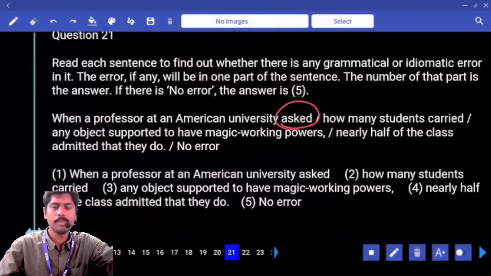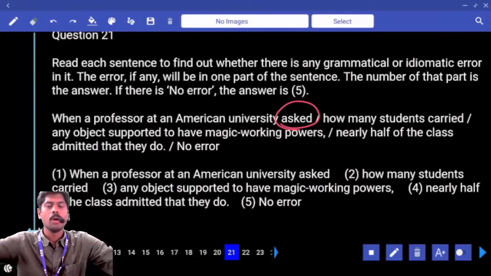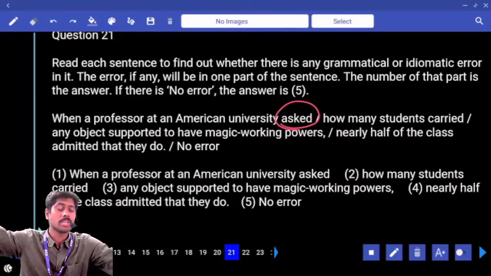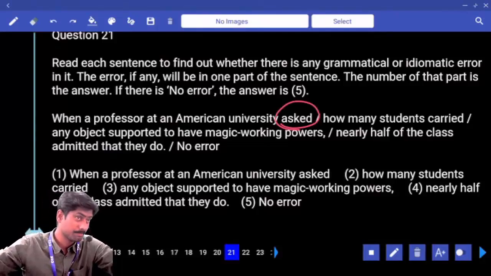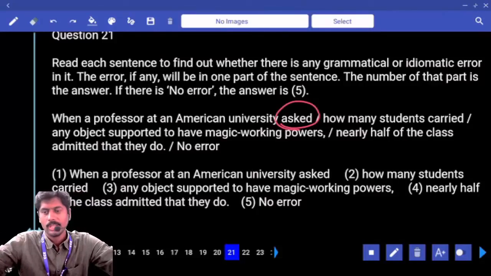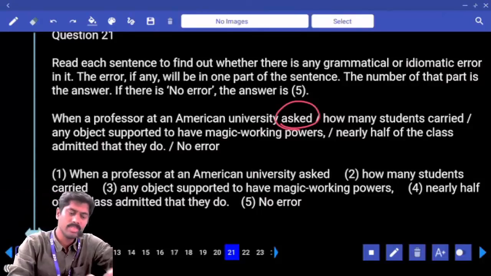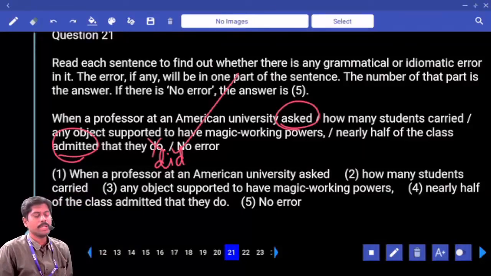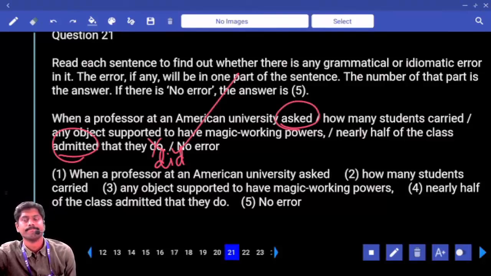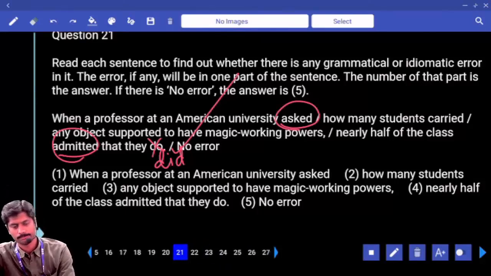A professor at American University asked how many students are carrying magic related working powers object? Do you have any magical object? The professor asked the students. Nearly half of the class admitted. "Admitted" is also past. They admitted, students admitted that, sir, we did have. They admitted that they did. Direct, indirect speech.